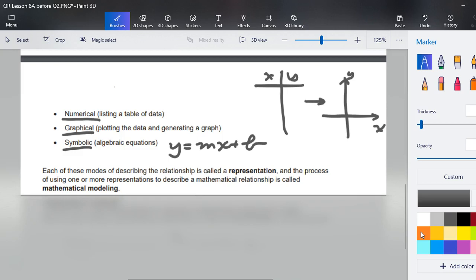Each of these models or modes of describing the relationship is called a representation. And the process of using one or more representations to describe a mathematical relationship is called mathematical modeling.